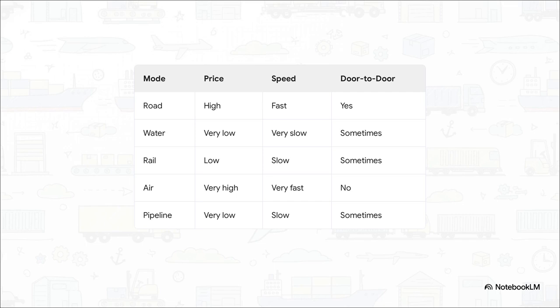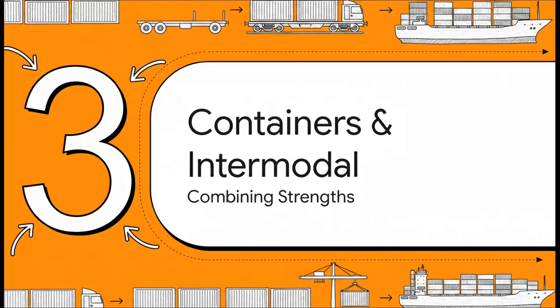Notice how road transport stands out because it's uniquely flexible. It's the only mode that reliably gives you door-to-door service without needing to transfer the cargo. Rail is a fantastic low-cost option for heavy goods, but its flexibility is quite low since it's stuck on fixed tracks. And pipelines? They are incredibly specific and totally inflexible, but they offer exceptionally low costs if you're moving liquids or gases like oil. But what happens when one mode just isn't enough?